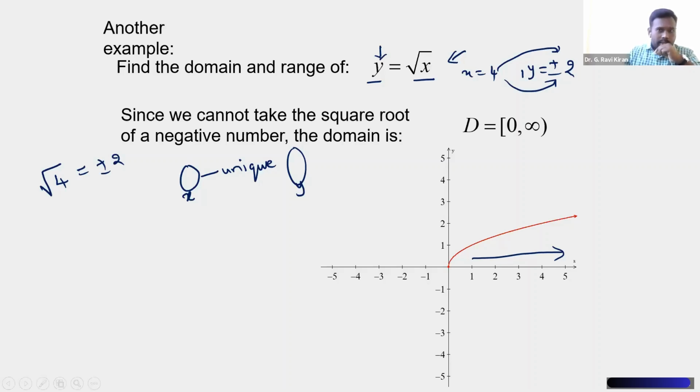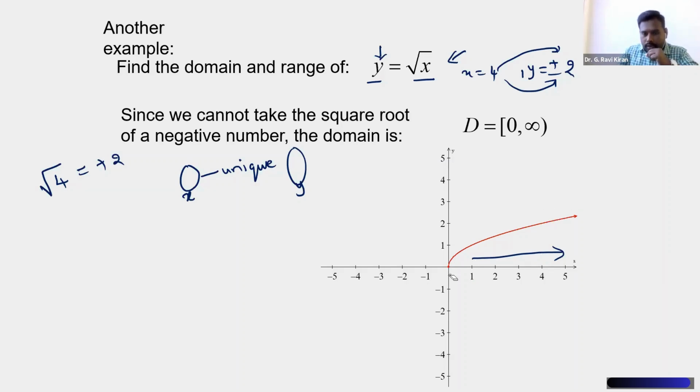So to be a function, there must be a unique image. So to be a function now, I cannot take both plus or minus 2. Instead, I can take either only plus 2 or only minus 2. Keeping that in mind, when the domain is from 0 to infinity, either I can take only the set of positive numbers as the range, or I can take only the set of negative numbers as the range.